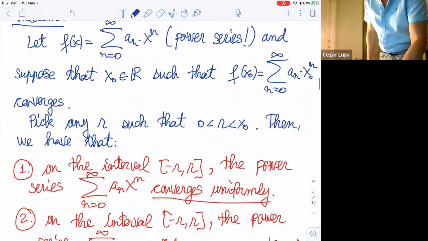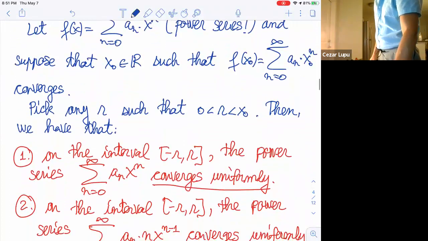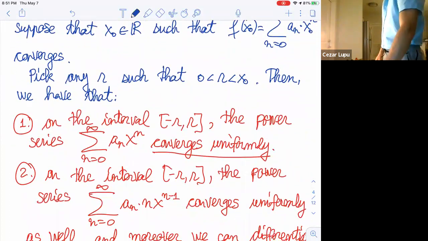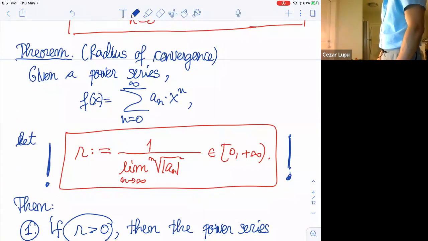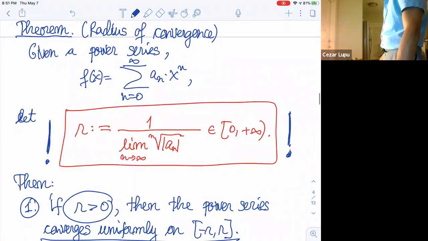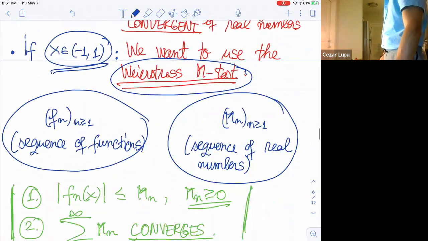There are two theorems which say the following. One is a theorem which tells you exactly on what interval this converges uniformly. And then the second one tells you exactly how to compute the radius of convergence.